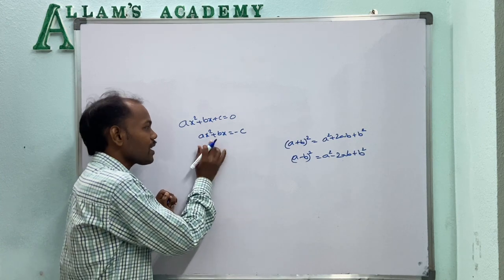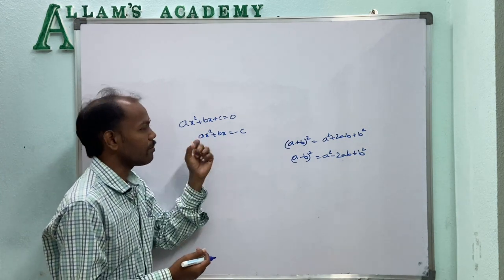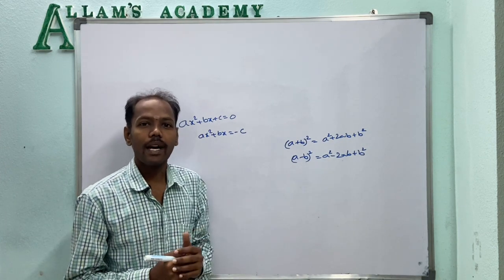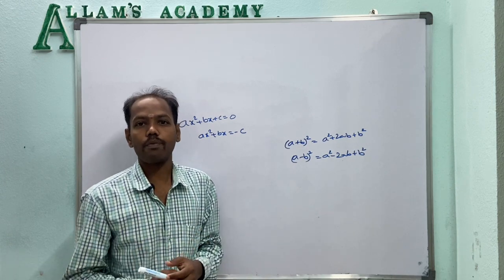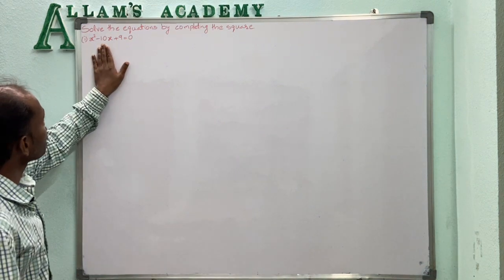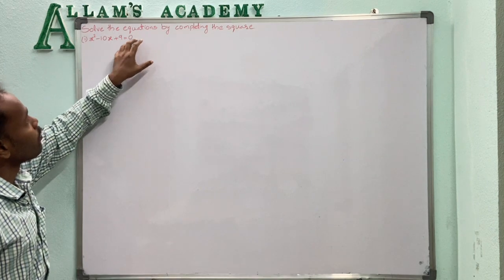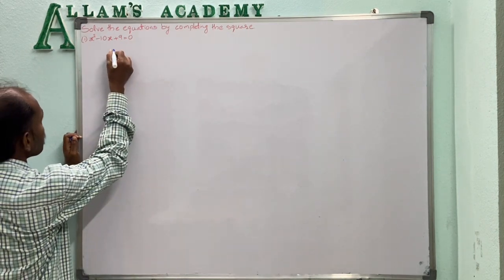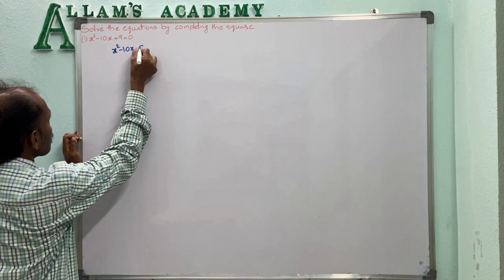Now the equation becomes a perfect square, and from it we find the x value. So now we see how to find the solutions of quadratic equations by the completing the square method. Here, the given problem is x square minus 10x plus 9 equal to 0, solve by the completing the square method. So we take the first equation, x square minus 10x plus 9 equal to 0.